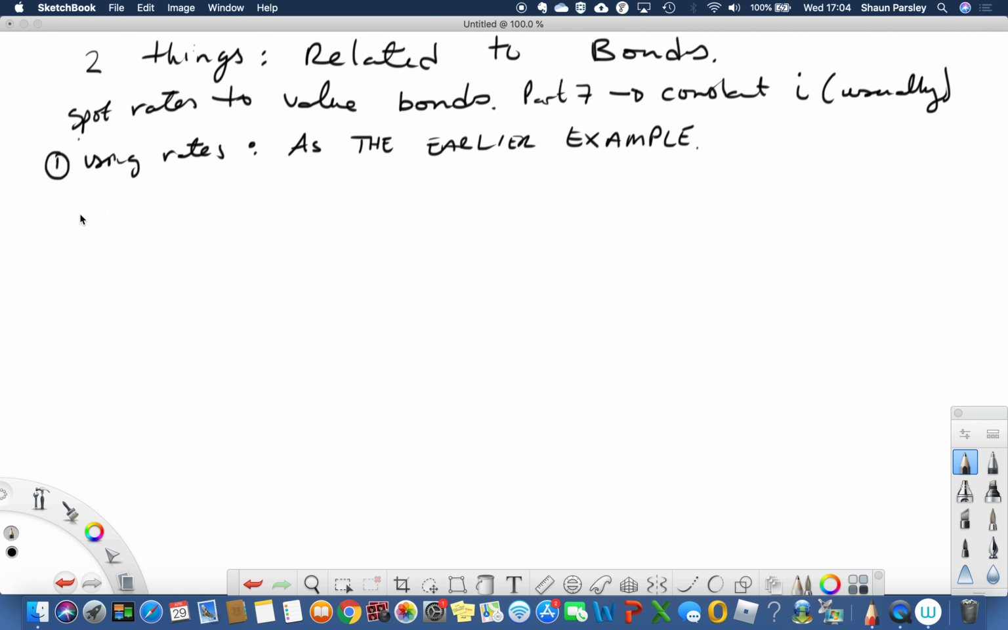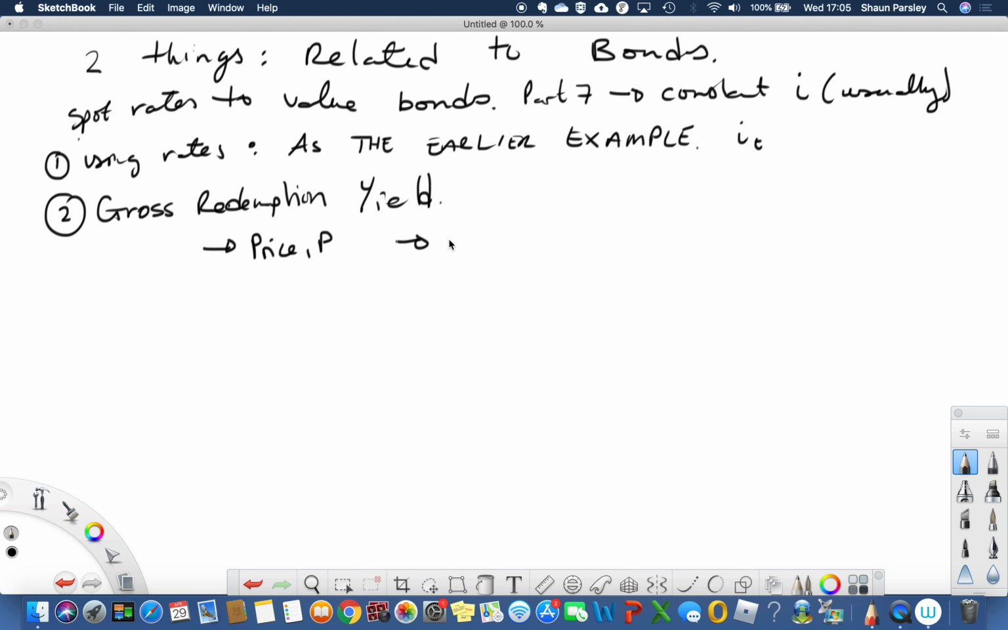Then there's two other things I want to talk about. GRY, so the gross redemption yield. So what does this mean? Well, we've done one. We've used the spot rate curves, so all the I_t, to value the coupons and to discount the coupons and the redemption amounts, and we've come up with a price. So we've got the price. We know all the income, which is the coupons and the redemption.